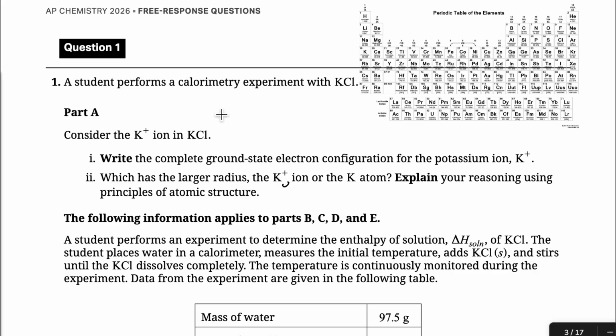Hello everyone, today we're going to go over the AP Chemistry 2026 free response questions. So the first question says, write the complete ground state electron configuration for the potassium ion K+.